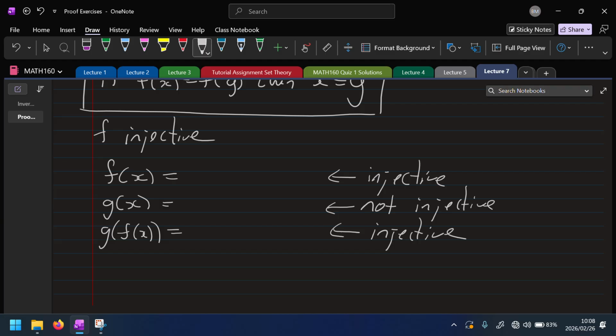So maybe we need to think about it for a little bit, but it's not too bad doing an example. So we have f is injective, g is not injective, but when we do the composition, it becomes injective again. Okay, so we need to think about some examples. So let's draw a couple pictures just to see what we can work with.